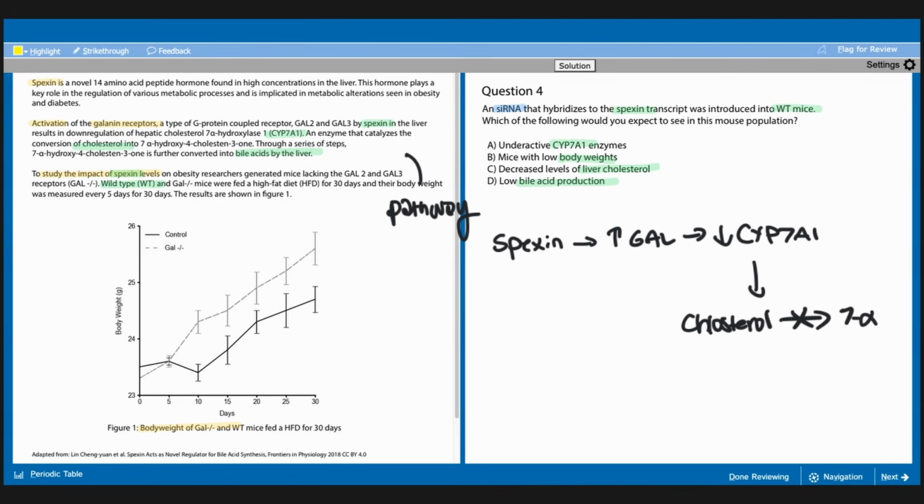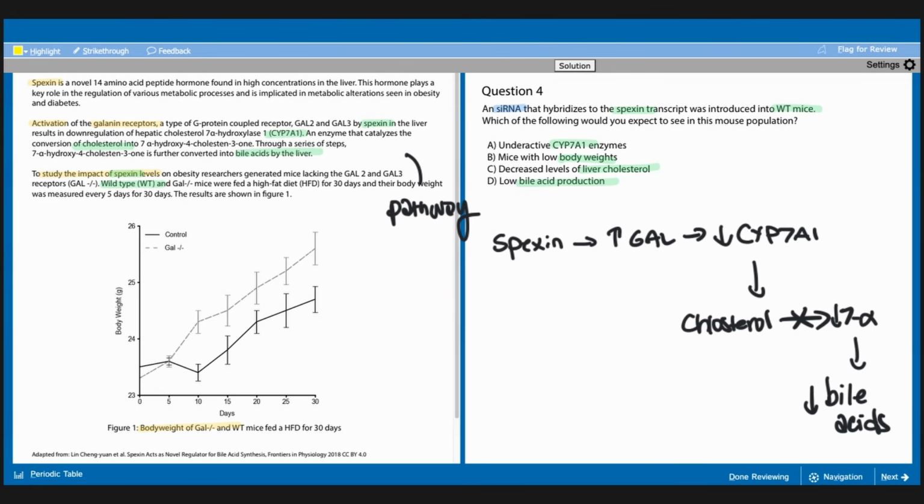Here it also says that through a series of steps, that whole mess again is converted into bile acids by the liver. So presumably, if we have low levels of 7-alpha, then that would lead to low levels of bile acids as well, since we don't have the precursor molecules we need to actually go and produce those. Now we can begin to actually answer this question. And in this case here, it's talking about an siRNA, and that's going to hybridize to the spexin transcript.